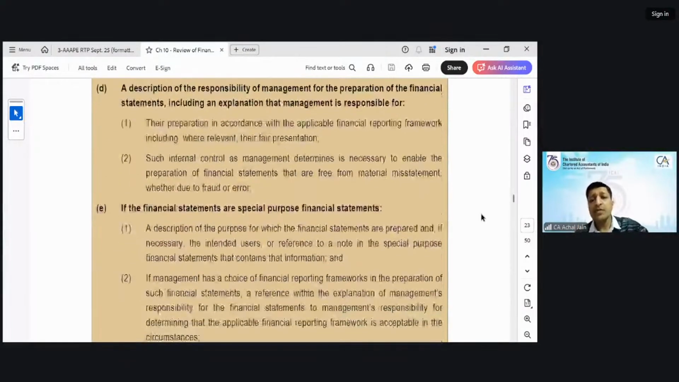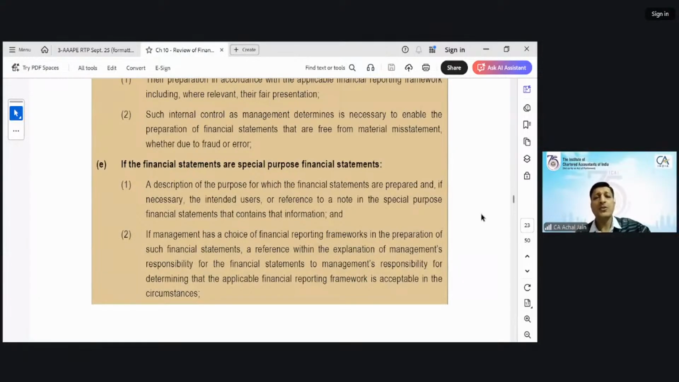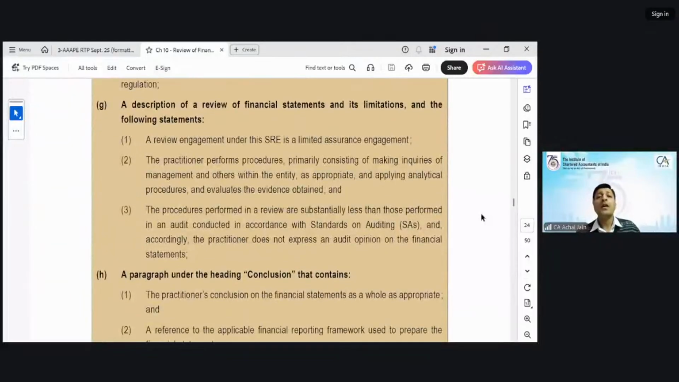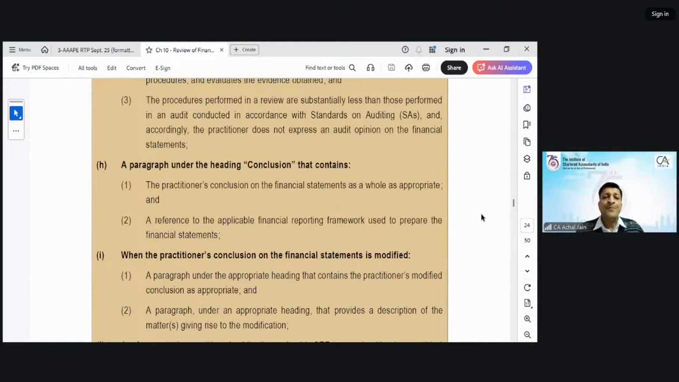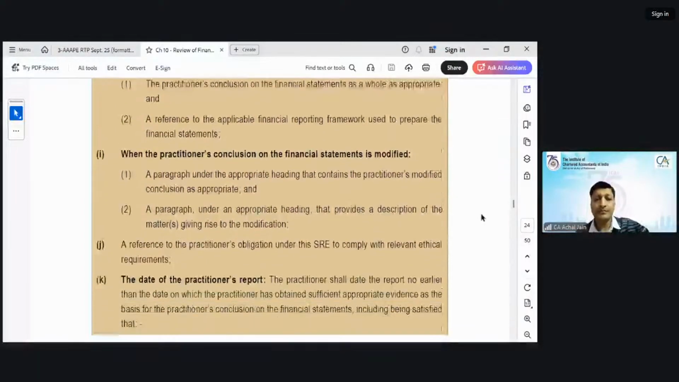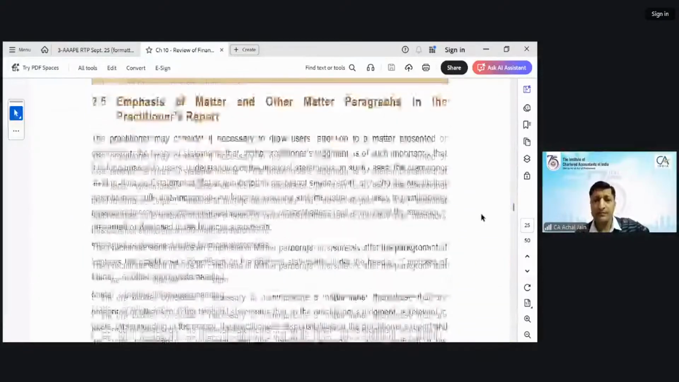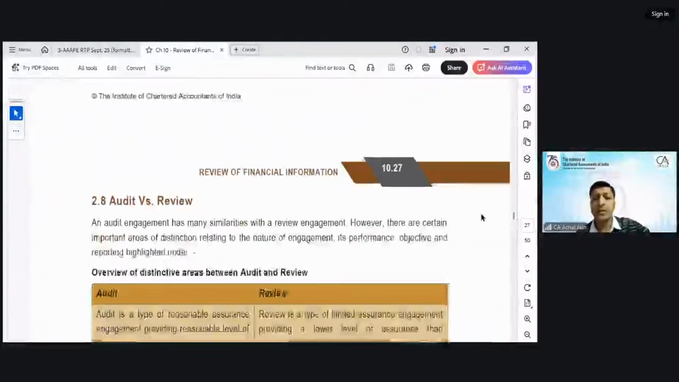Management responsibilities, of course, because again, the management is responsible for this. Okay, as to what is the basis, how that has been drawn. Description of the review of the financial statements and its limitations. Means it's a review engagement and it's a limited assurance engagement. The practitioner performs procedures primarily consisting of making inquiries of management, okay, and applying analytical procedures. And the procedures performed in a review are substantially less than those performed in an audit. And accordingly, practitioner doesn't express an audit opinion, right? Now, of course, then the conclusion is required to be given. Now, conclusion is in the form of a negative assurance. Okay, if at all there is any reporting requirement, that will also go out.